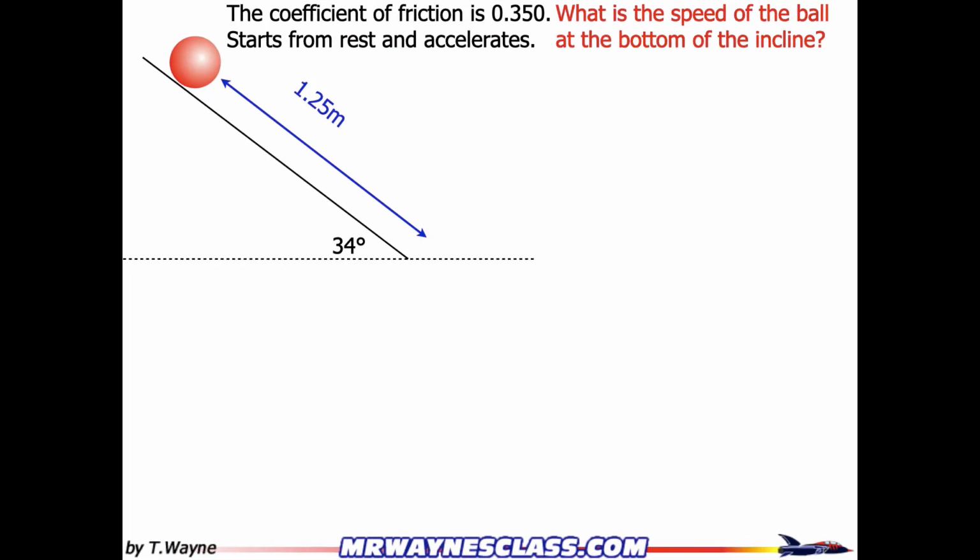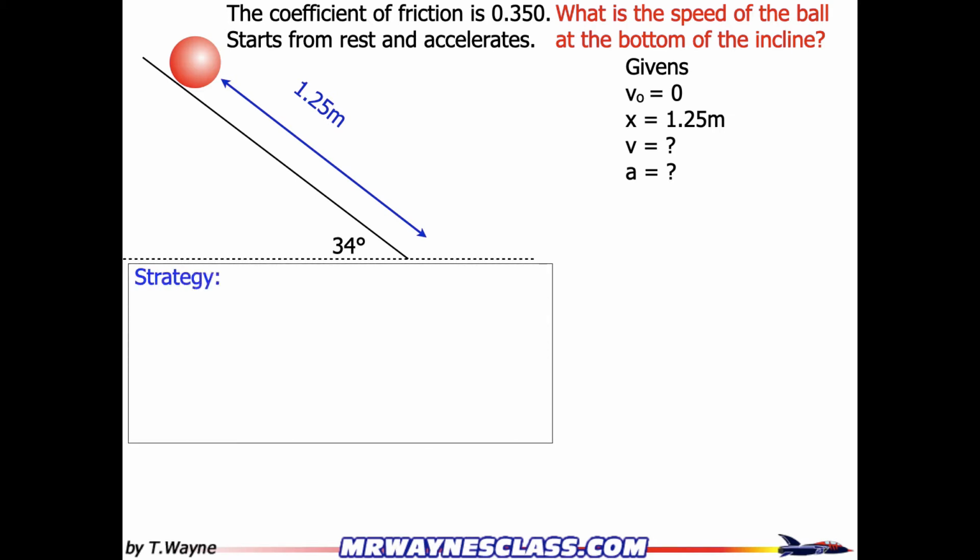Here's the problem. What is the speed of the ball at the bottom of the incline? It gives me a coefficient of friction of 0.35. It starts from rest, moves 1.25 meters, and that's a 34-degree angle. So if I look at my kinematics givens, I know the initial velocity, I know x is 1.25. The final velocity is what I'm after, and I wish I had the acceleration, but I don't. But the acceleration I can find with a free body diagram and a net force. So that can be part of my strategy.